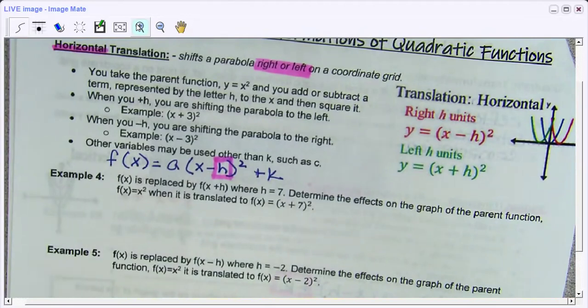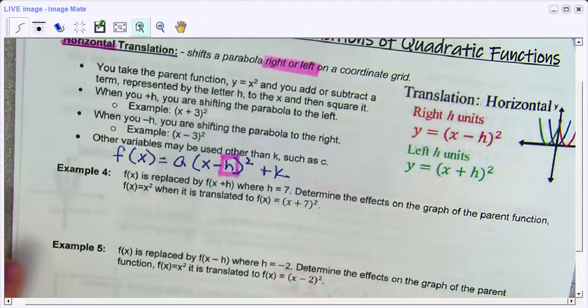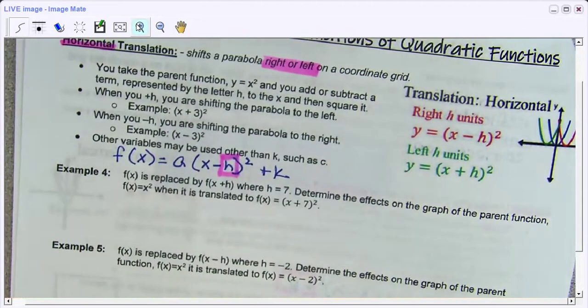Do you remember when we were doing point slope equation where you had x minus x1 equals m times y minus y1, and how when you plugged in an ordered pair, it changed the sign a little bit? That's kind of how this is right here. So if you're adding, then it's going to go to the left. So it's like the opposite. If you're subtracting, it's going to go to the right.